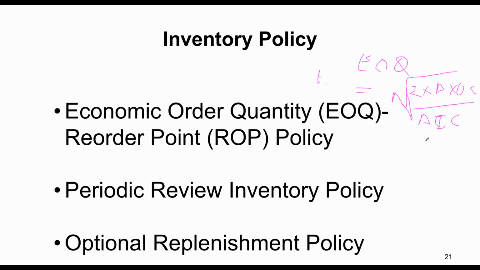There is the periodic review inventory policy, which is nothing but saying that every month I will review what is my demand, what I can supply, and what is my current inventory, and based on that, I will keep raising my inventory or keep loading my inventory over there.